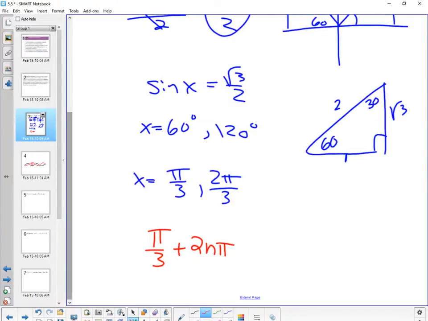Does that make sense? I don't want to write n2 pi. That looks weird. So every 2 pi, correct? So I can do 1 revolution, 2 revolutions, 3 revolutions. So I wrote 2n pi. But let's leave it like that. Does that make sense to you? But that would also be true for 2 pi thirds, correct?